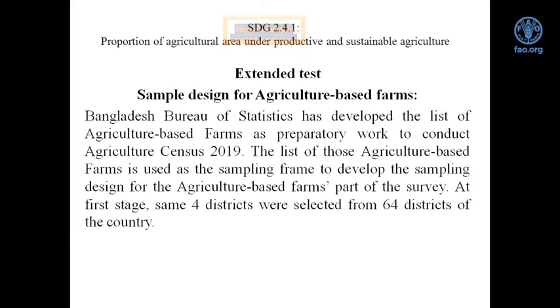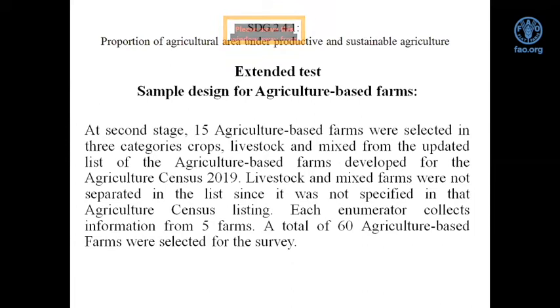Bangladesh Bureau of Statistics has developed the list of agriculture-based farms as preparatory work for conducting the agriculture census 2019. The list of those agriculture-based farms is used as the sampling frame to develop the sample design for the agriculture-based farms part of the survey. The same four districts were selected also for the farm level. At the second stage, 15 agriculture-based farms were selected in 3 categories: crops, livestock, and mixed, from the agriculture-based farms developed for the agriculture census 2019. Livestock and mixed farms were not separated in the list since it was not specified in the agriculture census listing. So each enumerator collects information from 5 farms. A total of 60 agriculture-based farms were selected for the survey.